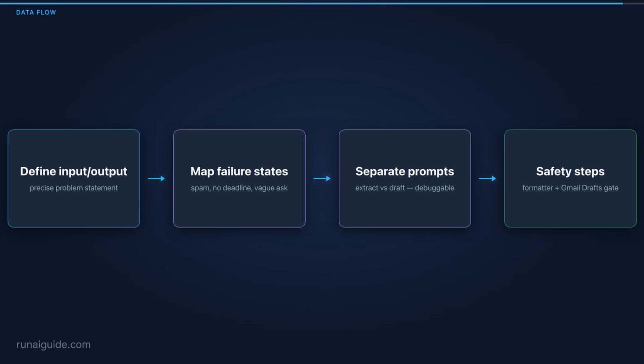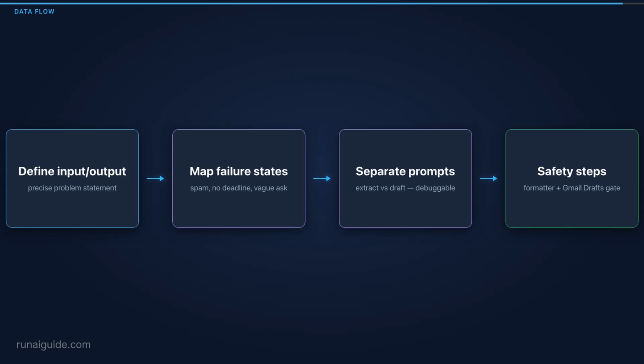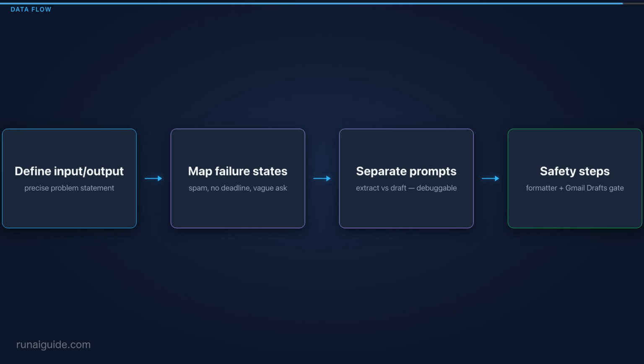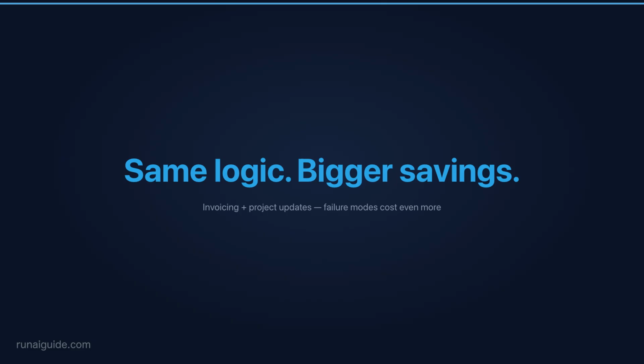Once the lead intake side is working cleanly, the same logic, structured extraction, conditional routing, AI drafting, applies directly to invoicing and project update workflows where the failure modes are even more expensive and the time savings compound fast. That build is exactly where this system goes next.